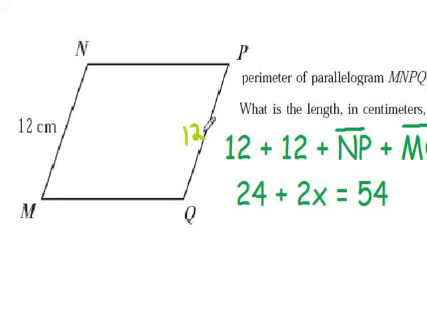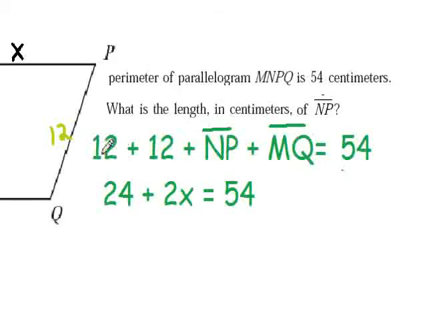And the key to this is to realize that in a parallelogram, if this side is 12, then the side across is cut off in exactly the same places. So this side has to be 12 as well. So I'm going to write that in light green. 12. And this side, this length NP and MQ also have to be equal. So I'm going to label those both with an X. Label that X, label this X.